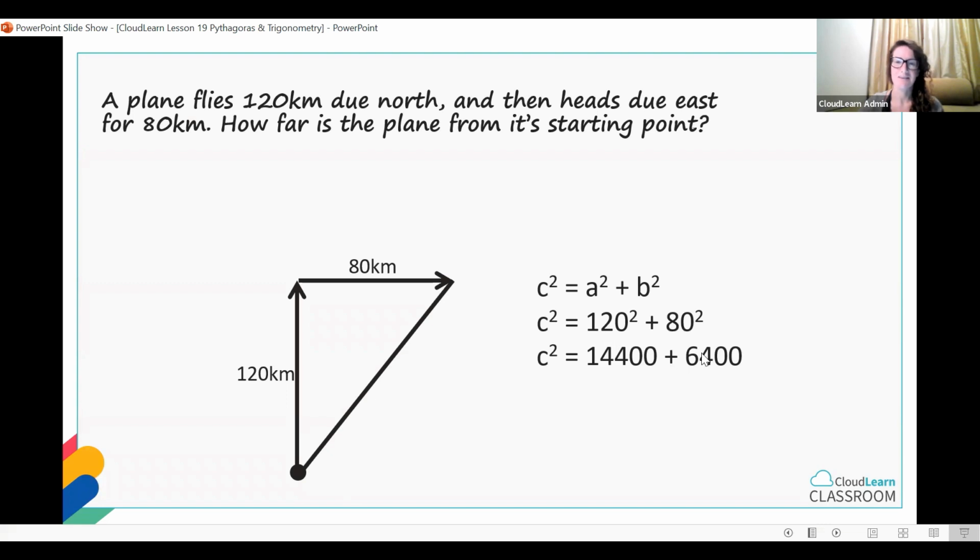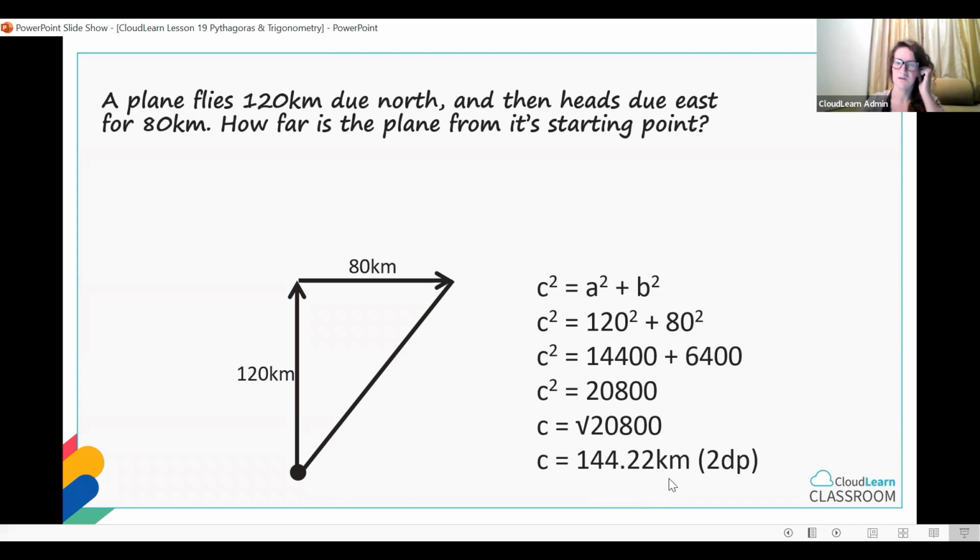Squaring 80, we get 6,400. Adding them together and then taking the square root of that, the distance was 144.22 kilometers. Okay, so that length there, 144.22.